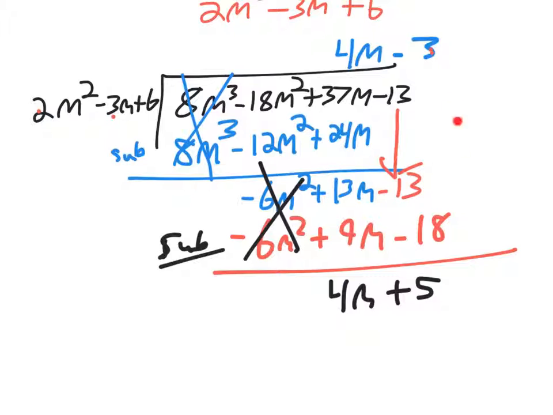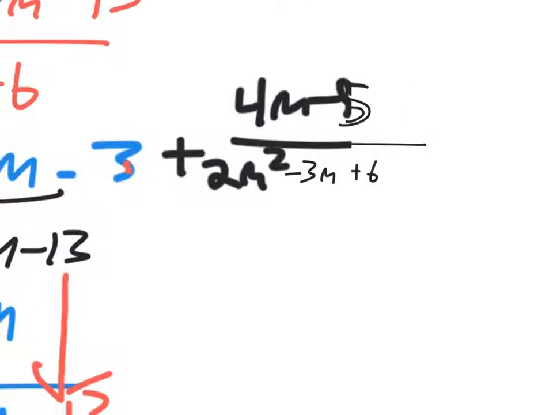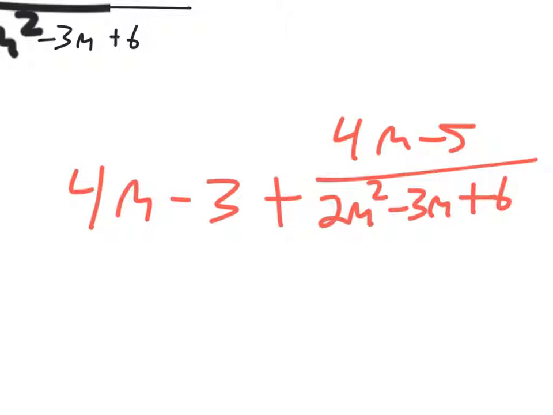And so since you don't have a third term to bring down, this has to be a remainder because you can't keep going. You don't have 3 terms to match up with the 3 terms you have over here. So the way you write your final answer in fraction form is to do a plus 4m minus 5, all being divided by our divisor. There we go. That's messy. There's our final answer.